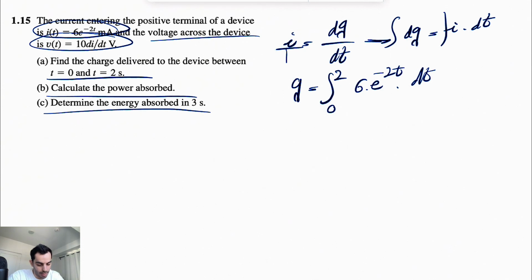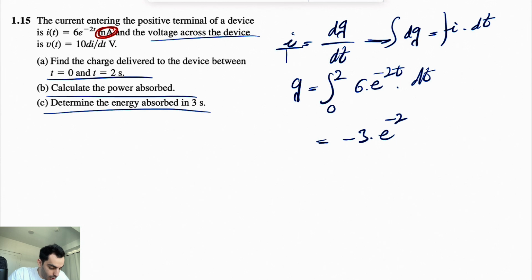Keep in mind that this is going to give us the charge in millicoulombs, since the unit that we have for the current is milliamps. So this should be pretty easy. It's going to be minus 3e to the power of minus 2t for the integral. If we take the derivative of this expression, we're going to get what we have under the integral. So 0 to 2, let's see what we get.